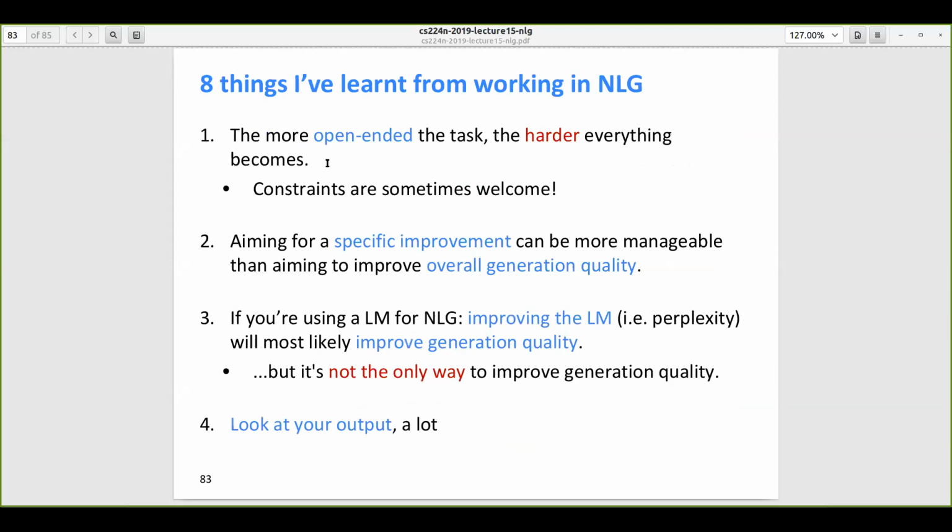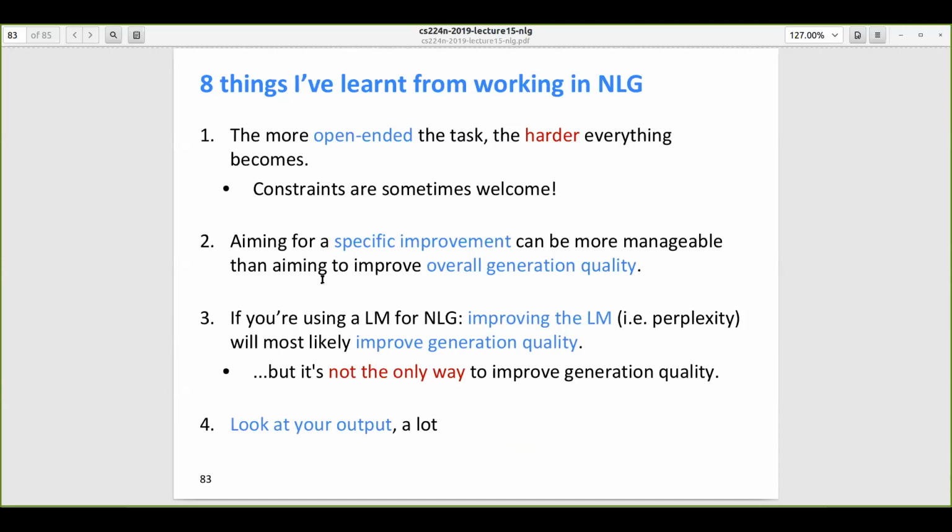So the more open-ended the task is, the harder it is. This makes sense, because if we're expecting our chatbot to answer anything that we ask, then that's not really easy to model. So open-endedness is still a hard problem, and trying to make these kind of systems generalized is not really possible. Rather than that, maybe we can aim for specific improvements. That's much better than trying to improve the overall generation quality.